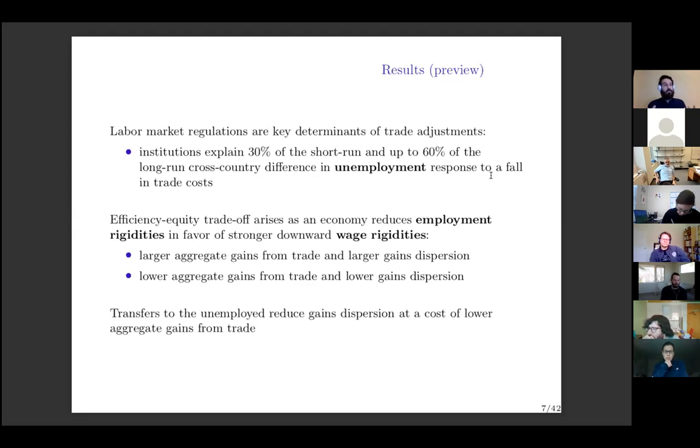And finally, if I have time, hopefully, I will talk a little bit about unemployment insurance. In particular, I will show you that implementing the same exact trade liberalization that we observed with a positive unemployment benefit, a positive transfer to the unemployed, will actually help reduce the dispersion of gains from trade in the population, unfortunately at the cost of lower aggregate gains from trade. But we will see that there is a trade-off that is introduced by introducing the unemployment insurance.